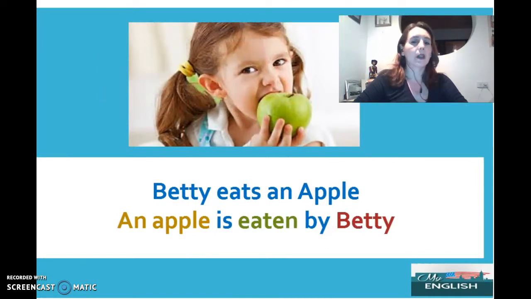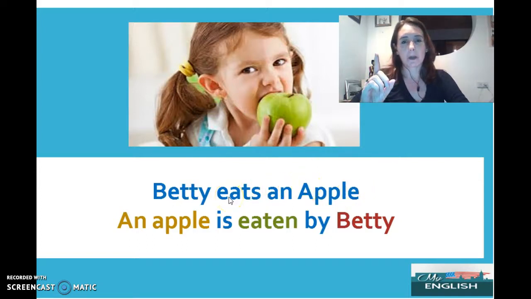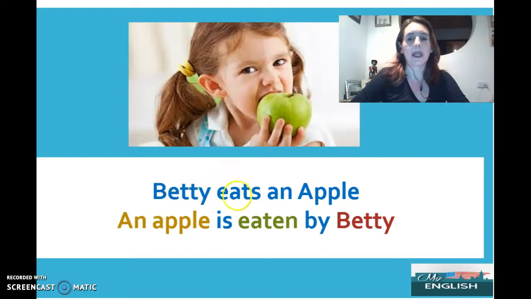We have a second example. Betty eats an apple. This sentence is in simple present tense. So the verb to be is going to go in the simple present tense as well. We change the order of that sentence to create from active voice to the passive voice. So we say an apple is eaten by Betty.